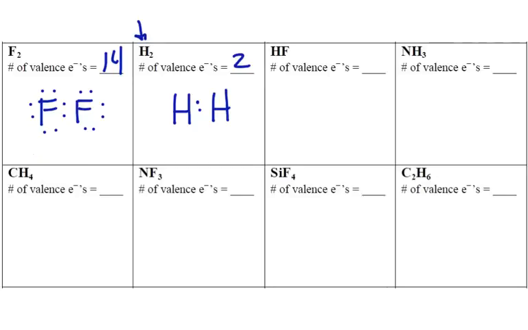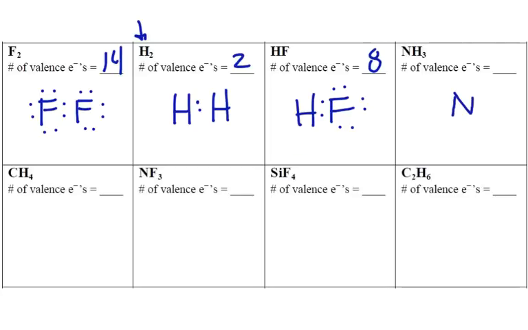Now for HF, H has 1, fluorine has 7, so we have 8 dots. So we're going to go HF. We're going to put an octet of electrons around the fluorine, because we know hydrogen only wants 2 electrons. That's the maximum it can hold in its first orbital. But fluorine, we give that an octet. And if we do, that's the right answer. We have 8 valence electrons shown, and we have 8 to deal with, so that's the correct answer.